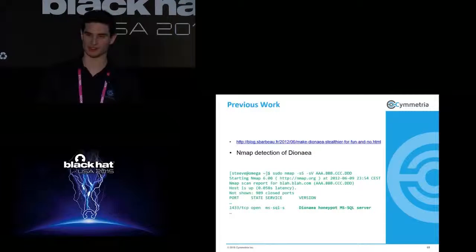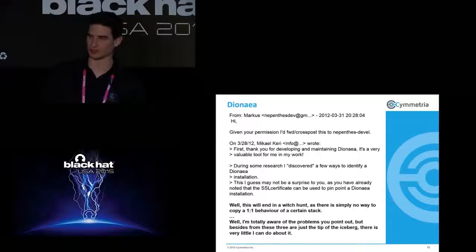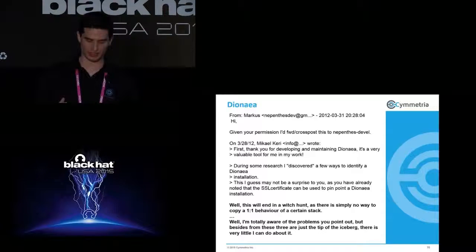And Dionaea used to have a lot of problems with detection previously, and one of those, when you would run Nmap against a machine running Dionaea, it would just tell you it's Dionaea. And also, this is where we found an email from Markus, who is a great guy, one of the creators of Dionaea, where somebody's telling him, look, I found a few ways of being able to detect Dionaea. Can you fix these issues?